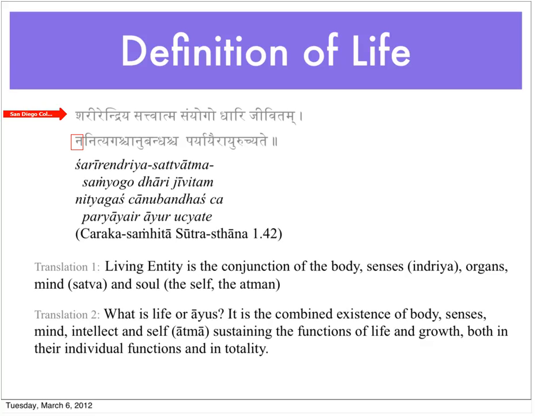So this verse here, now I'm going to give you translation one. One of these is the translation that's in the book, and the other one is my translation. Let's see if you know which is which. One translation is, living entity is the conjunction of the body, senses, indriya, organs, mind, sattva, and soul, the self, the Atman. Translation number two is, what is life or ayus? It is the combined existence of body, senses, mind, intellect, and self, Atma, sustaining the functions of life and growth, both in their individual functions and in totality.